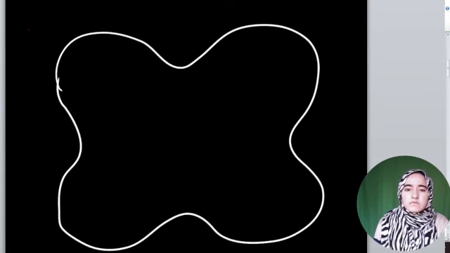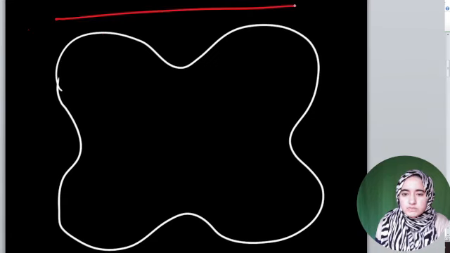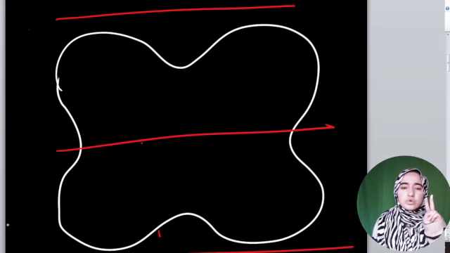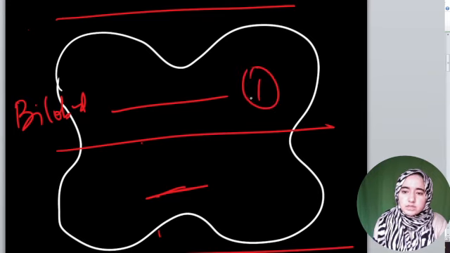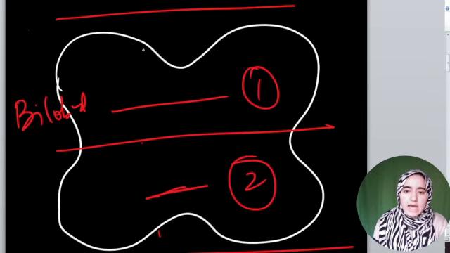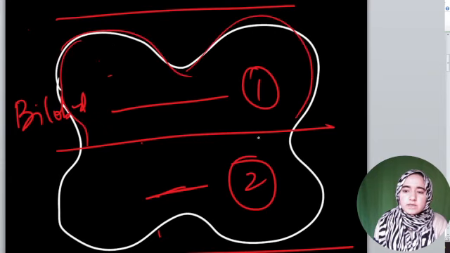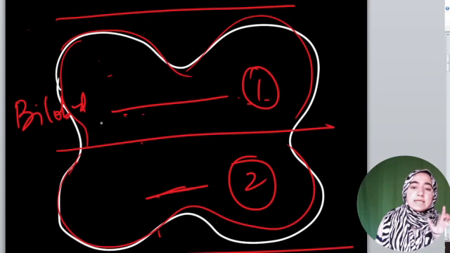This portion is one lobe and this portion is another lobe. That means it's having two lobes. Anther is bilobed. The upper portion is one lobe, the lower portion is another lobe. And in each lobe, you will see that it's having two theca. One and two. In one lobe, it's having two theca, and in another lobe, it's having two theca. That means we can say each lobe is dithecous.